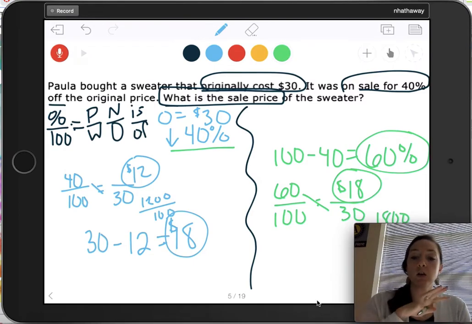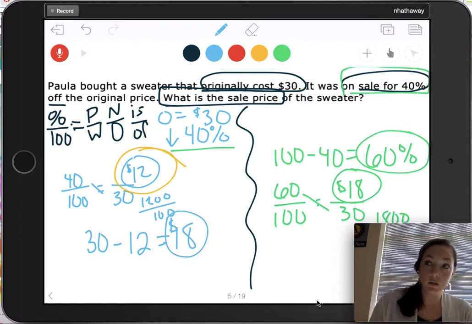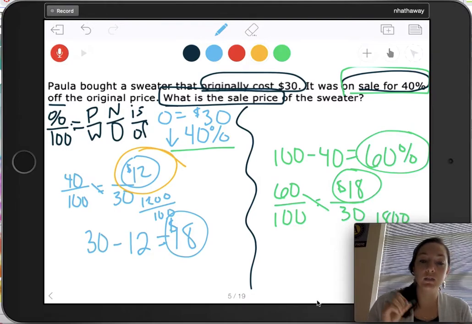Now, if a question said, what is the discount? Well, it's on sale for 40% off. If we found this $12, that is the amount for the discount, but it's not the sale price. Hope you understand that. Hope that makes sense. Please ask if you don't understand.